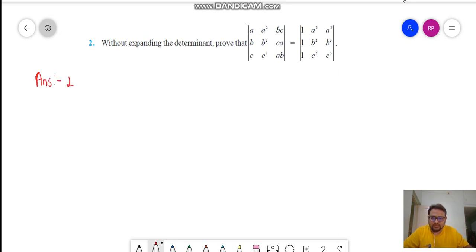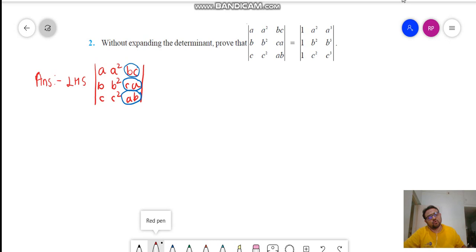First, let's take LHS: a, a square, bc; b, b square, ca; c, c square, ab. Okay. Now see here, if there is a, it will be abc. Here, if you see b, then it will be abc. And here, if there is c, then you will see it as abc.